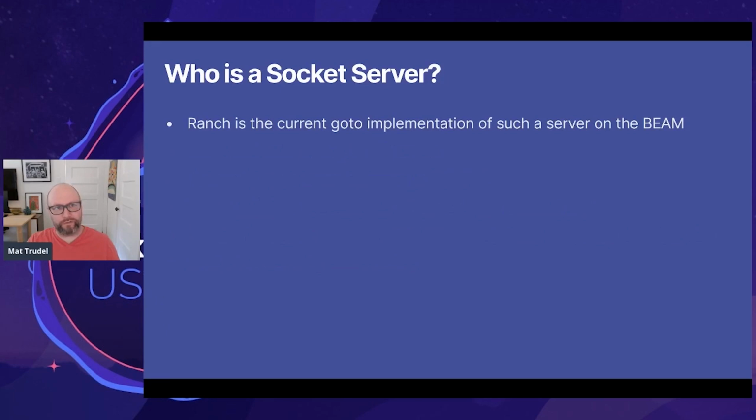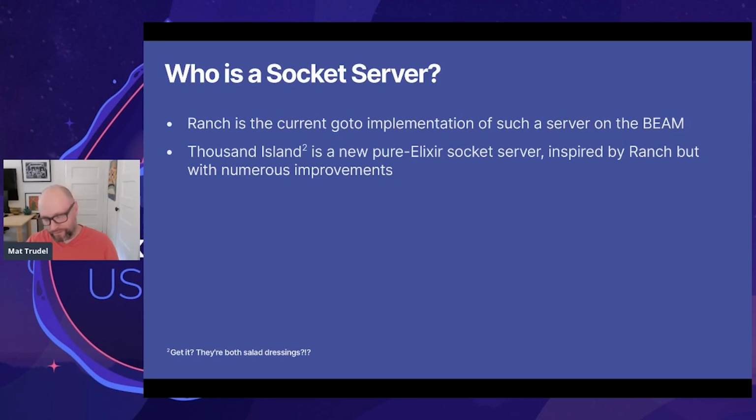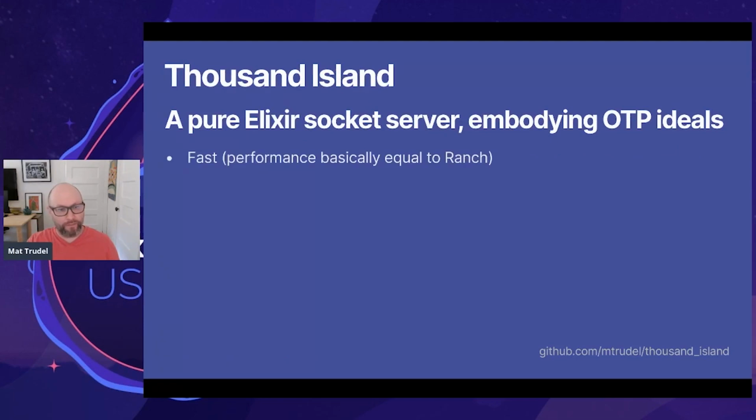The go-to socket server these days in the BEAM world is Ranch. Ranch is written by the same person, Loïc, that wrote Cowboy. I've written a new one called Thousand Island, written entirely in Elixir, and inspired pretty heavily by Ranch, but with a number of improvements. Just for starters, one of the main improvements is that it's no slower. Performance is basically equal to Ranch. This is unsurprising considering that they fundamentally do the same thing in very similar ways. It is about as fast as you can really get this kind of model to be both performant and scalable. It's about half the size from a line count perspective as Ranch.